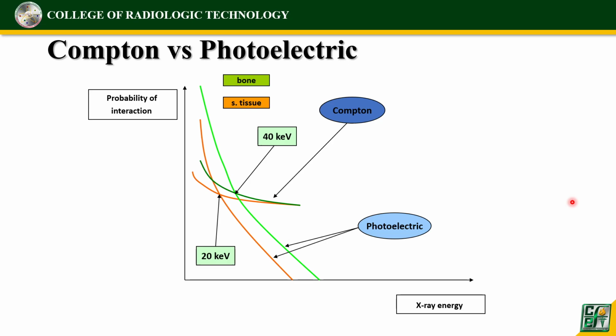And at 40 keV, nag-intersect naman yung sa bone ng Compton at photoelectric effect. Okay. So, dyan lang sila yung probability of interaction ay parehas, at that certain level of energy for that certain type of body part. Okay? Naintindihan po ba?